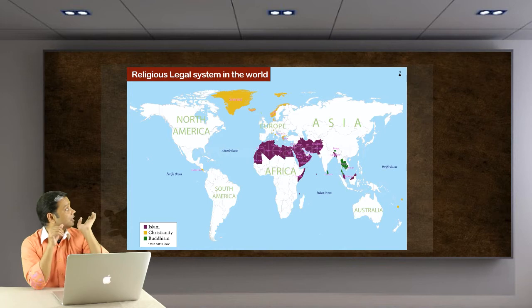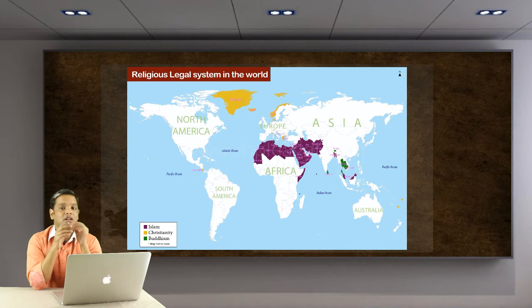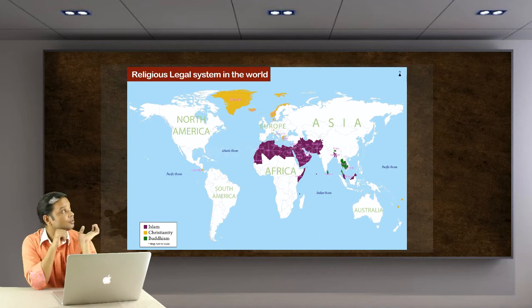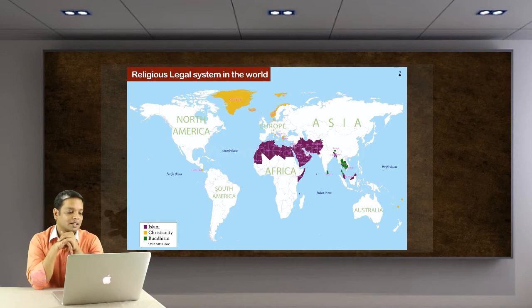So you can check out the countries. What are the countries that follow the religious legal system? All the northern African countries, Arab countries, okay, and in Europe you can see Denmark, and since Greenland is a colony of Denmark, it is also highlighted with blue color. So these are the countries that have a religious legal system.